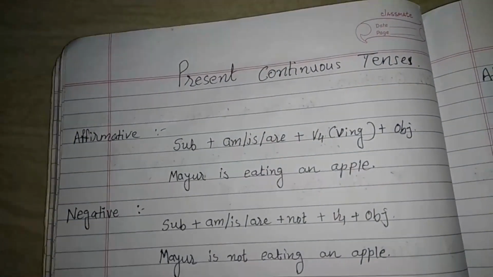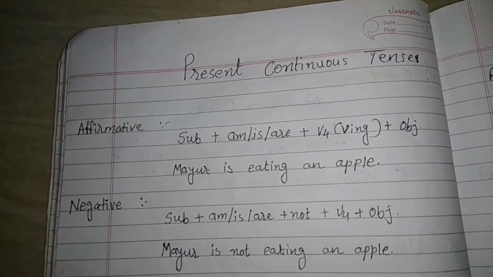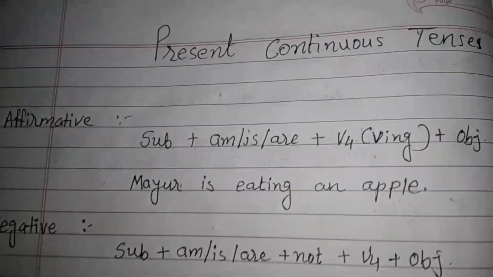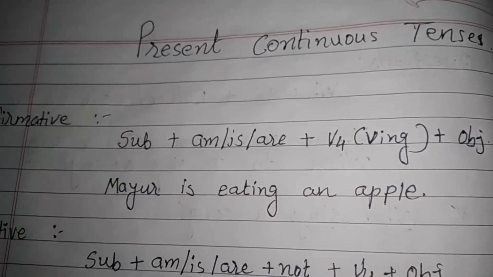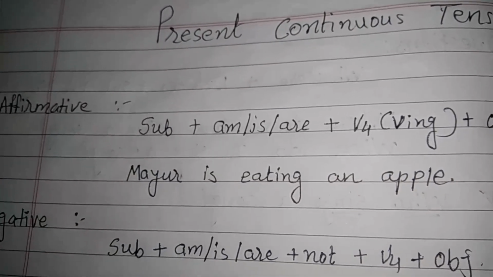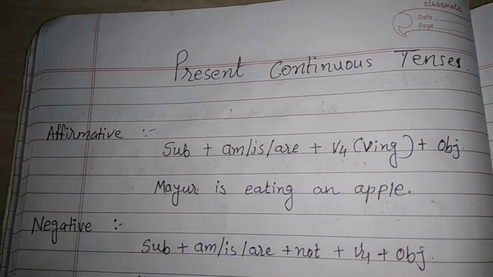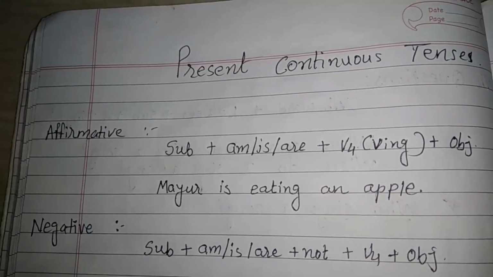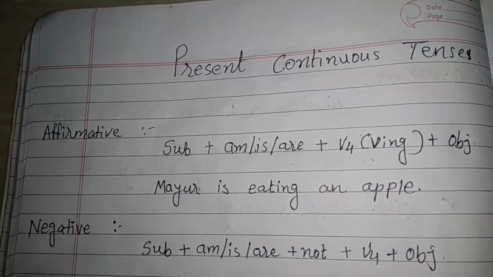Present continuous tense. Here also we are going to learn 4 types of sentences. First is affirmative. Subject plus am, is, are plus V4, it means verb plus ing, and object. Example, Mayur is eating an apple. I hope you understood well.